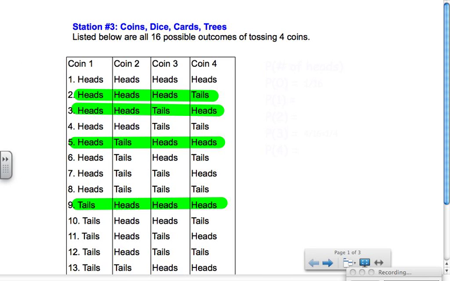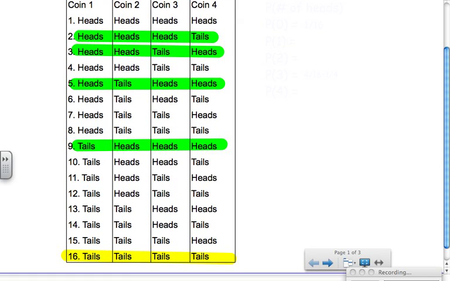Okay, this is Station 3: Coins, Dice, Cards, and Trees. Listed below are all 16 possible outcomes of tossing 4 coins. You know there are 16 possible outcomes because the fundamental counting theorem tells us that since there are 2 possible outcomes for each coin, 2 times 2 times 2 times 2 is 16.